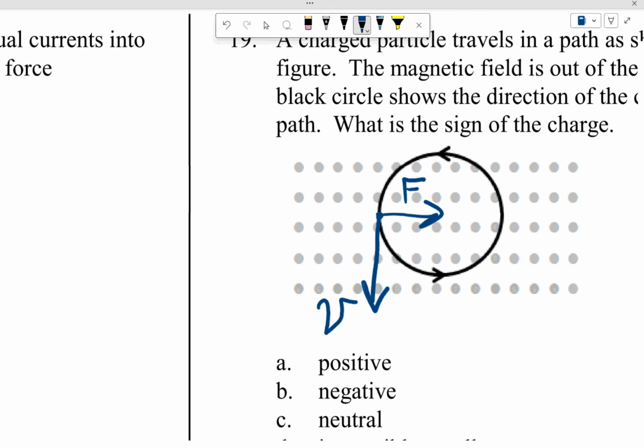Or I can do it a different way. I could say V is down, the magnetic field is out of the page. I should feel a force to the left, but I actually have a force to the right, so it's a negative particle. Because the right-hand rule doesn't work out right here, I know it has to be a negative particle.